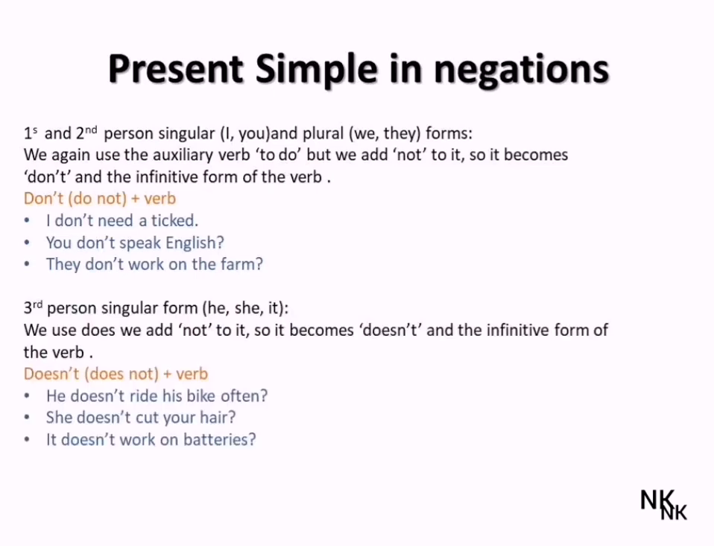For the third person singular form, again we use does and we add not to it, so it becomes doesn't, and the infinitive of the verb. For example, he doesn't ride his bike often. She doesn't cut your hair. It doesn't work on batteries.